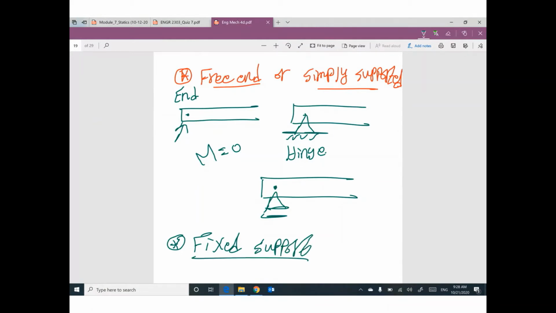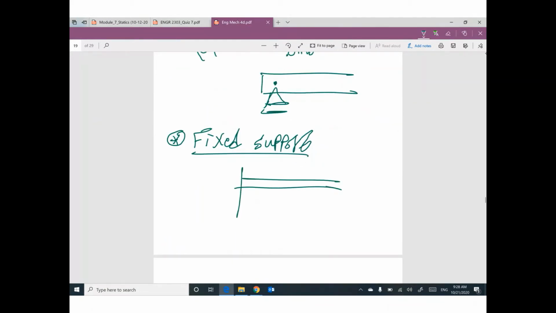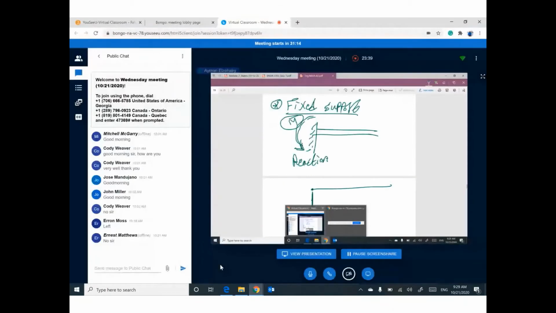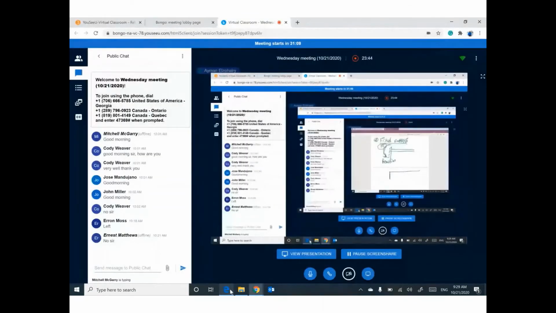This fixed support has a moment as a reaction. So the first value of moment will be this moment, positive or negative based on the direction. If it is counterclockwise, it will be negative. If it is clockwise, it will be positive. Any question for this point?